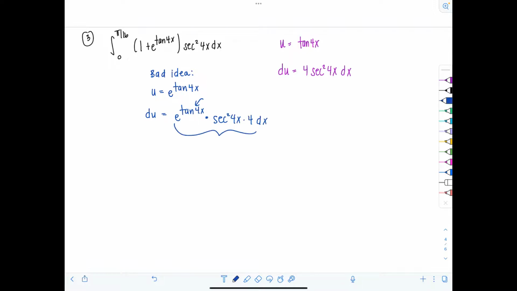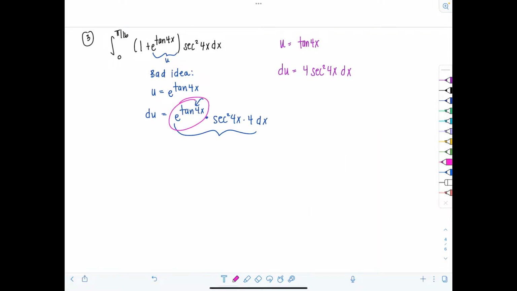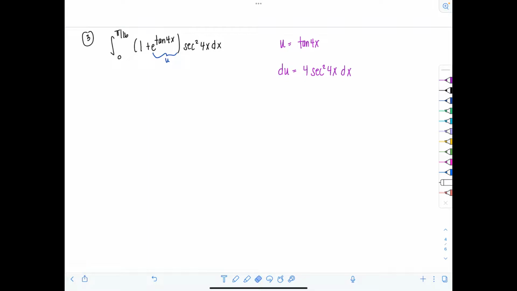Do you see this in the integral if this is already busy being u? No, now you've just made such a mess of things because you have an extra e to the tangent 4x in there. So don't go too wild with u sometimes, where you don't want it to have such a messy chain rule when you find du that you can't make the substitution in a clean fashion. Does that make sense? You're going to mess it up sometimes until you get it right. Don't feel bad about it. This is a process.